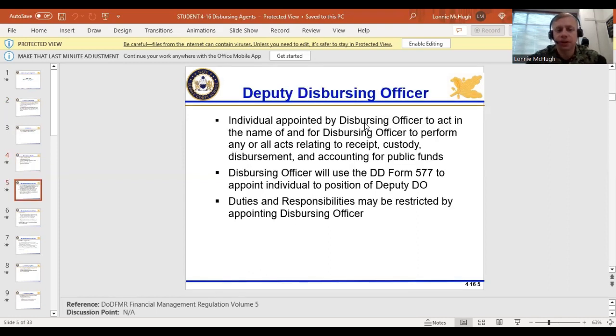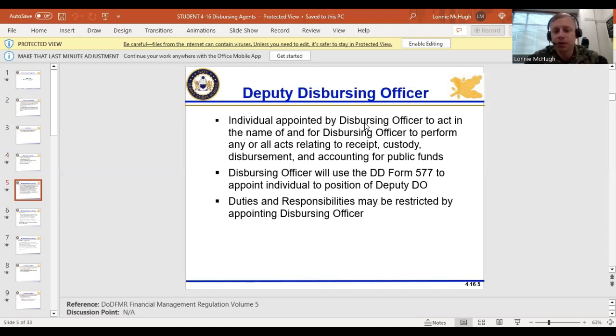So the Deputy Disbursing Officer. It is an individual appointed by a disbursing officer to act in the name of and for the disbursing officer to perform any or all acts relating to receipt, custody, disbursement, and accounting for public funds. And what all that really just means is they're our backup. So if we need to take vacation, leave, we're out of the office, they can do our job for us. They have full capabilities that we have. We are just overall responsible for them.